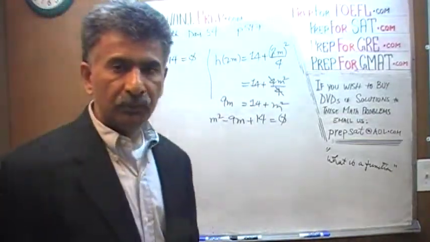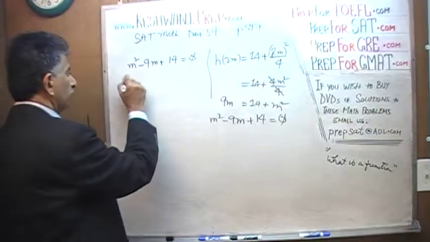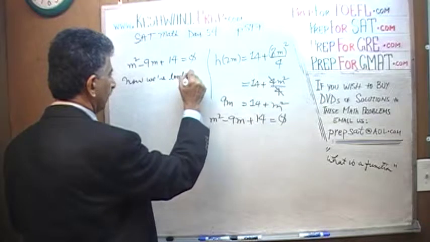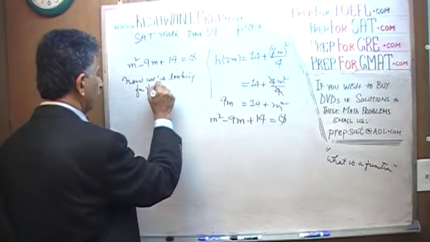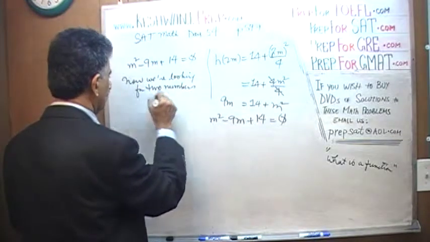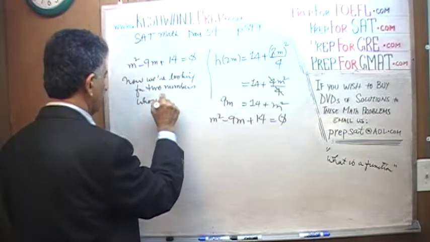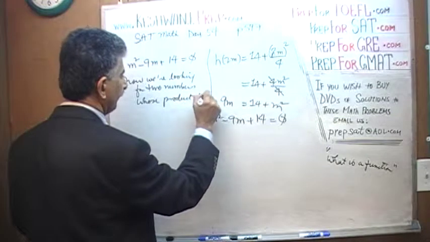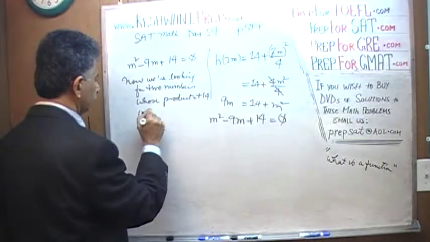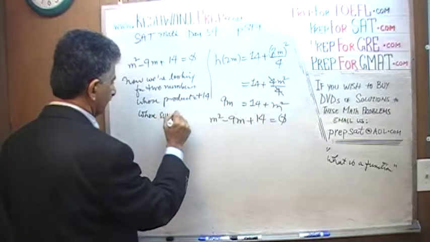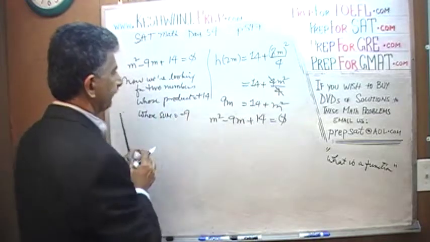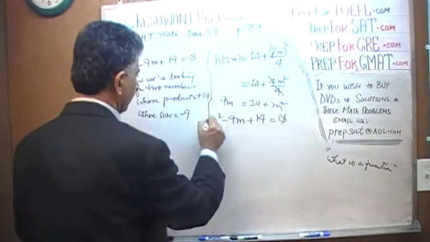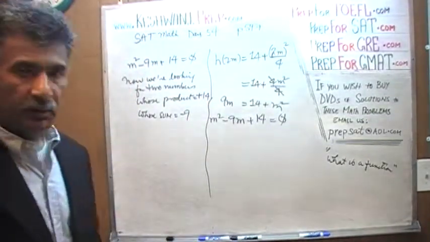So now we are looking for two numbers whose product equals positive 14 and whose sum equals negative 9. I'm going to erase all of this, okay? We don't need this anymore. Or we can keep it. Can you think of two such numbers?